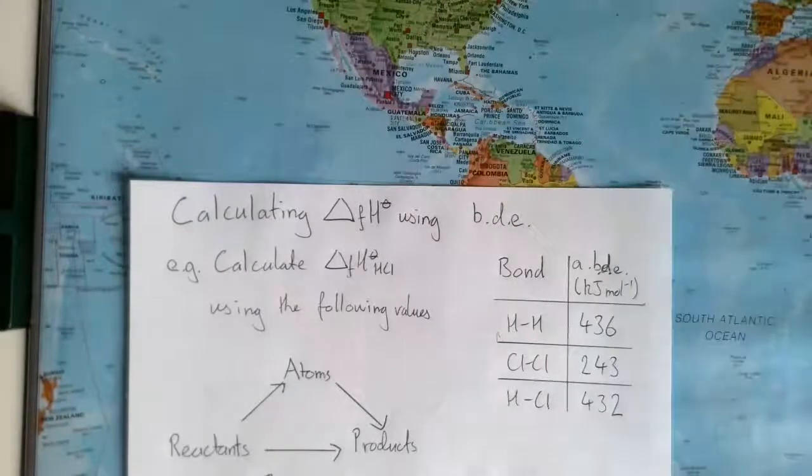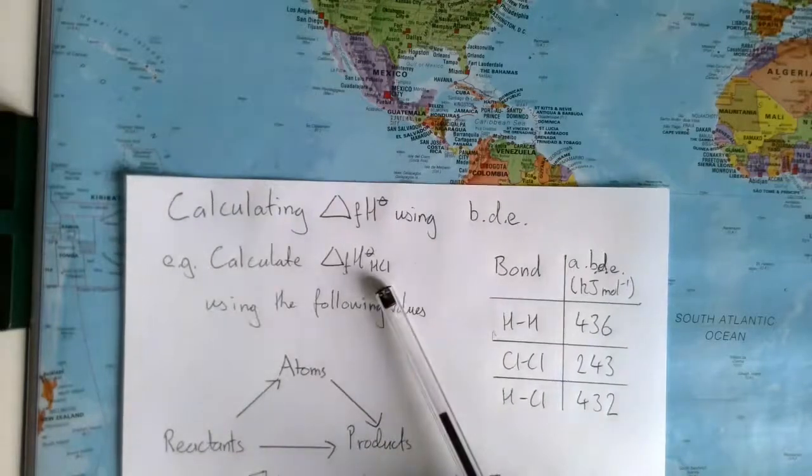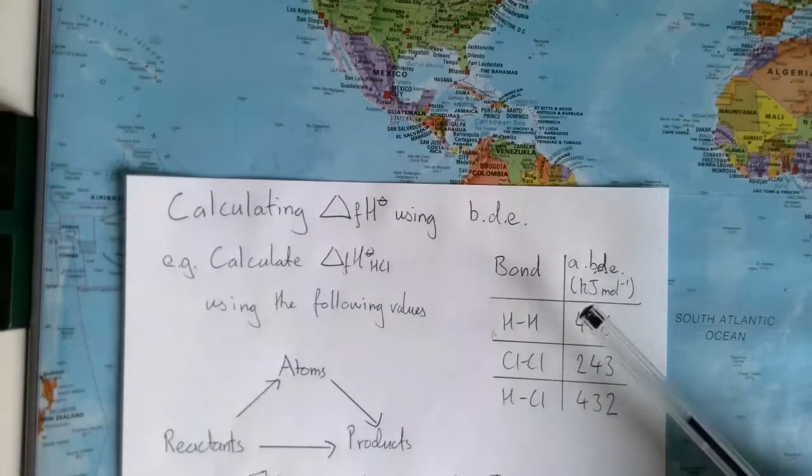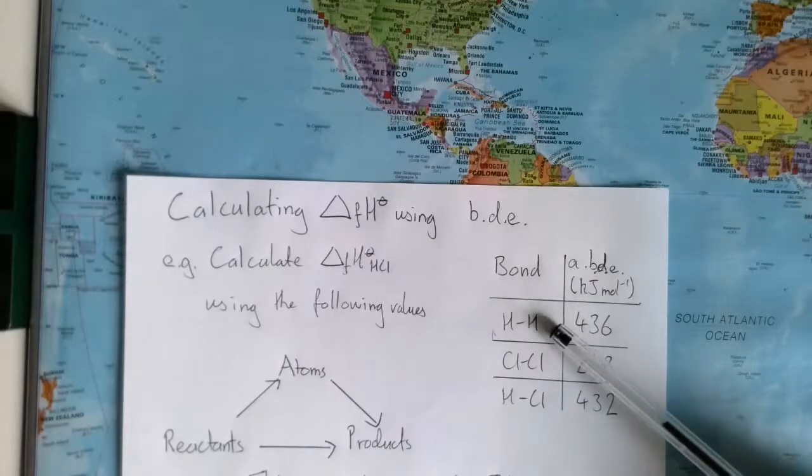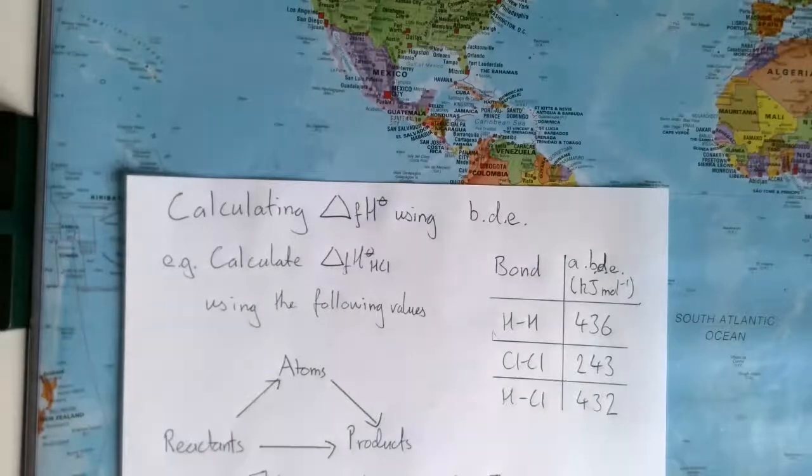Hello, this is a quick video to recap how you would calculate enthalpy change of formation using bond dissociation enthalpies. So I've got one example question here, where you're set the challenge of calculating the enthalpy change of formation of HCl, and you are given the following values for the hydrogen, the chlorine, and the hydrogen to chlorine bond. If you haven't already attempted this question, please pause the video and do so now using those values.